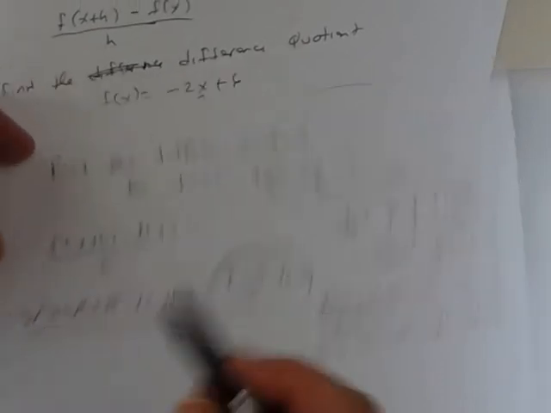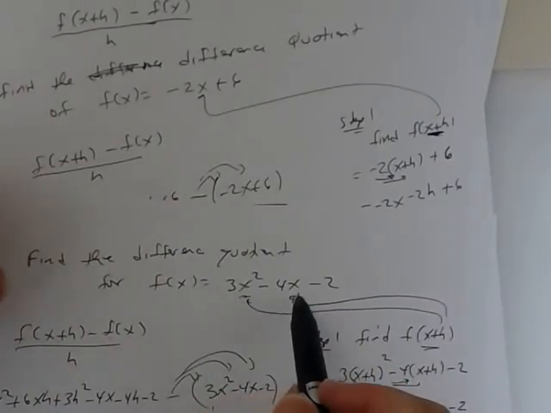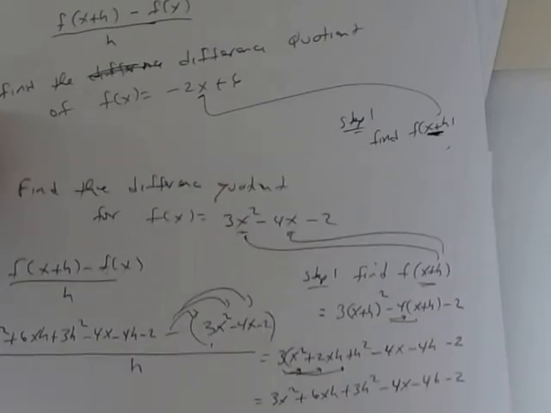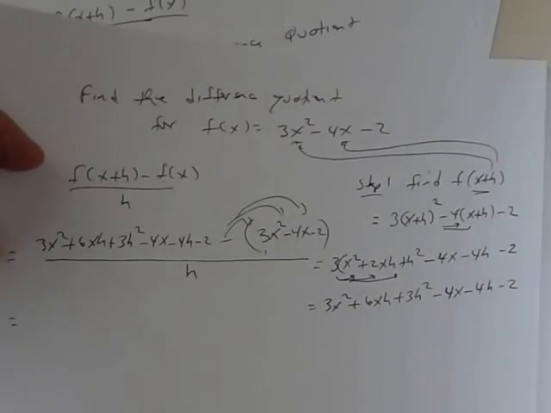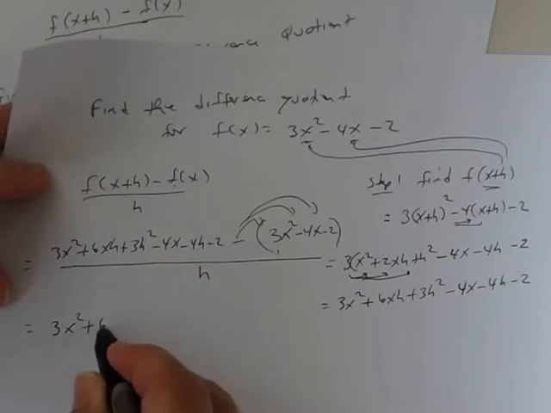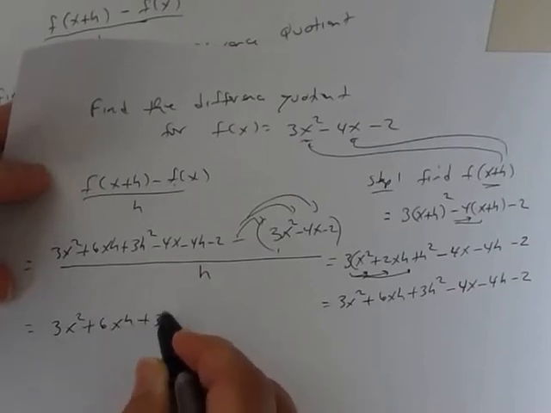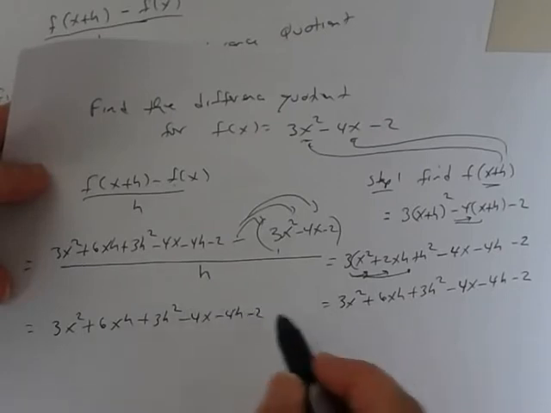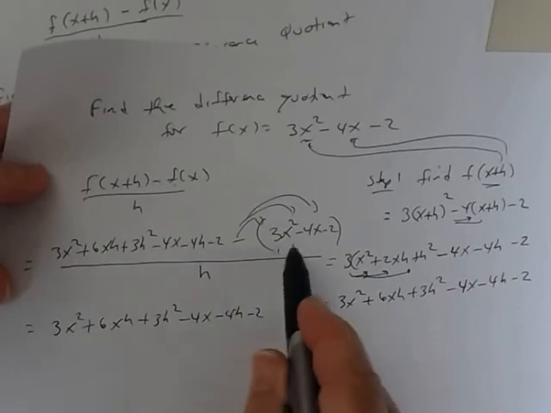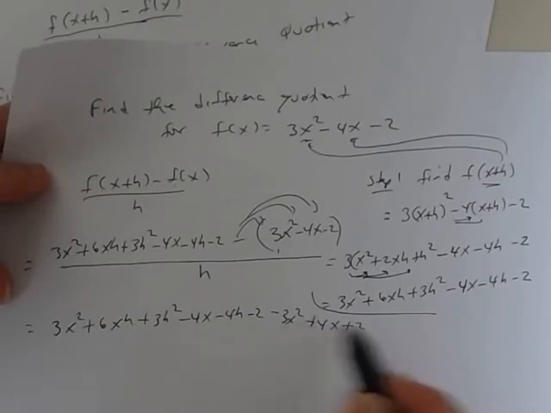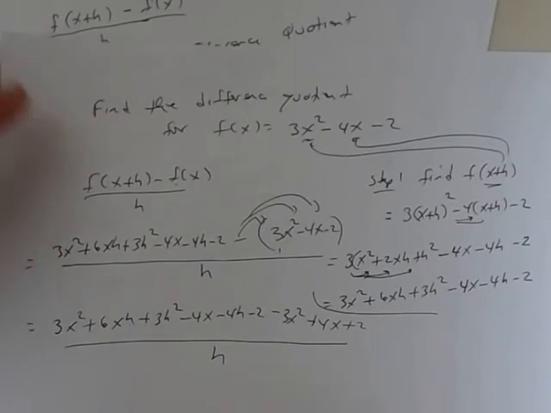Right here, 3x squared minus 4x minus 2. So 3x squared plus 6xh plus 3h squared minus 4x minus 4h minus 2. And then what does this become? And then what else? Plus 4x, right? Plus 2, all over h.